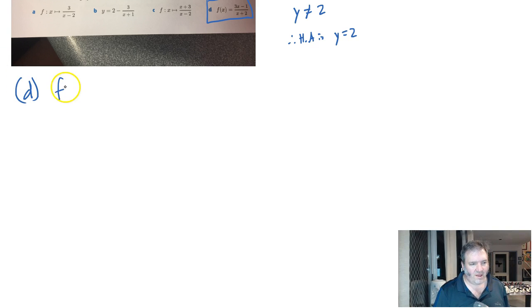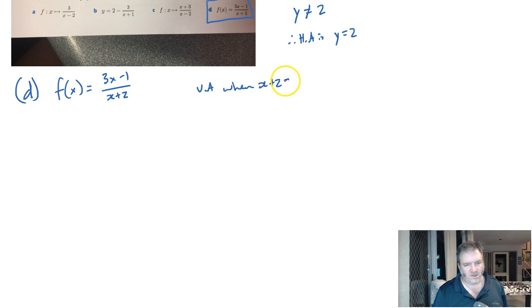So here we've got f of x equals 3x take 1 over x plus 2, and I want to just find the asymptotes. Well, obviously the vertical asymptote is when x plus 2 equals 0, so x equals negative 2. That would be my vertical asymptote. And again, that makes sense. It was a shift to the left.